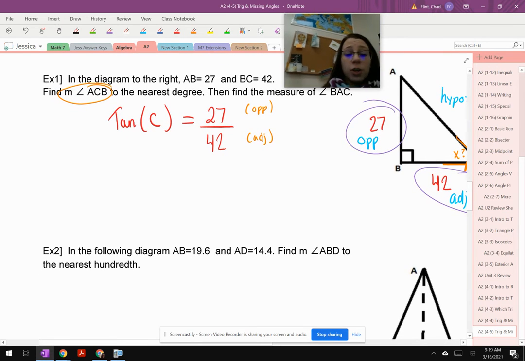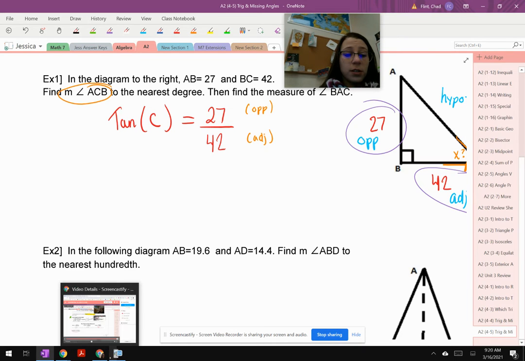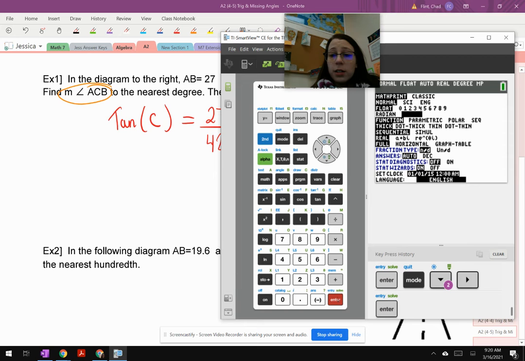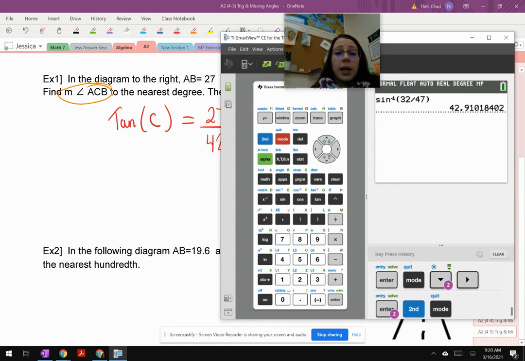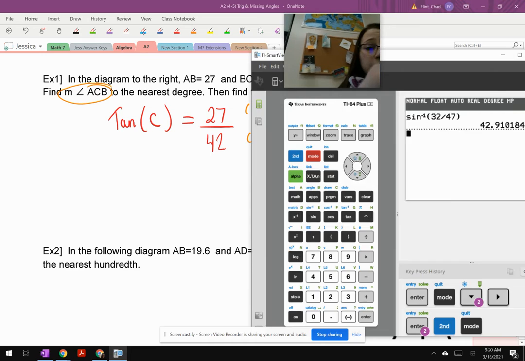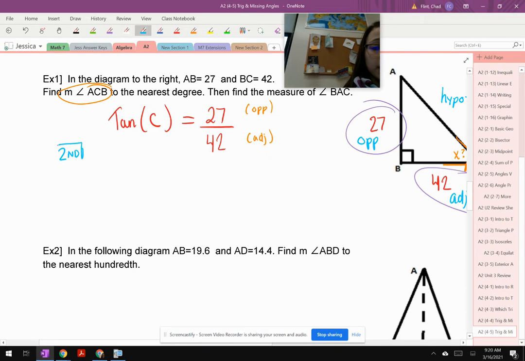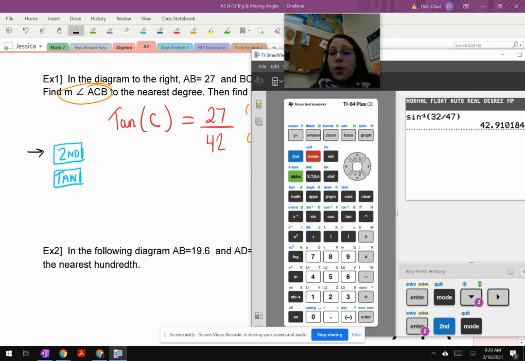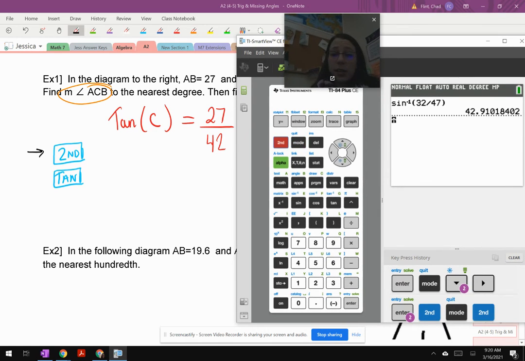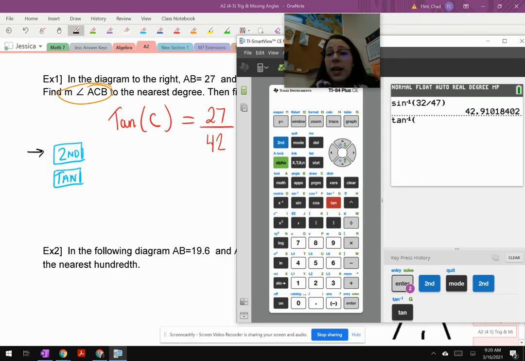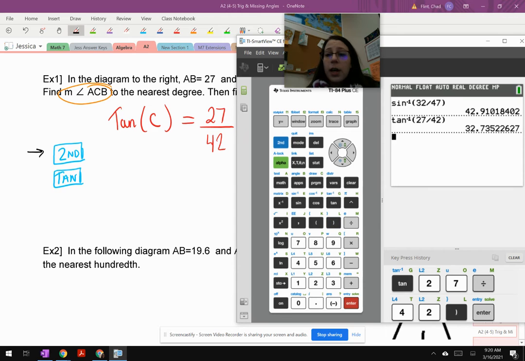Okay, so again, this is where I jump to my calculator stuff. That would be this one. So again, just checking to make sure that I'm in degree mode. And so now I'm using tangent, and so don't forget to hit the second button, then tangent. Don't forget that second button. So I'm going to hit second, tangent, and I can tell that it's the right one because it's got that little -1 for the inverse tan. And I'm just doing 27 divided by 42, close my parenthesis, enter.